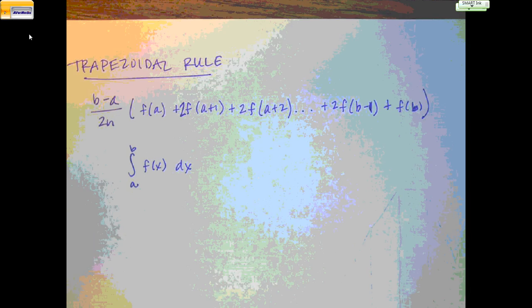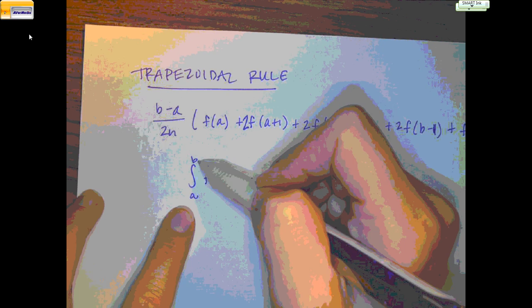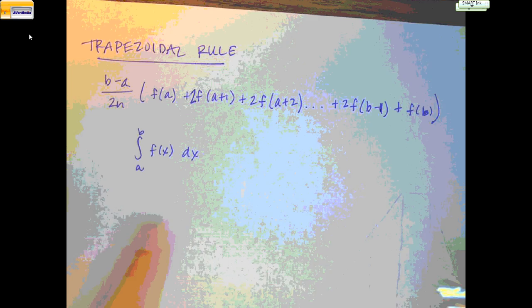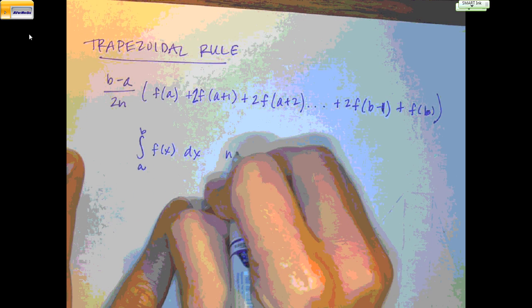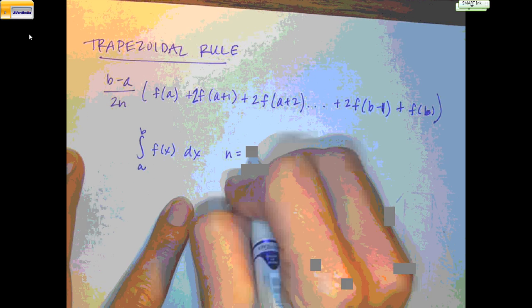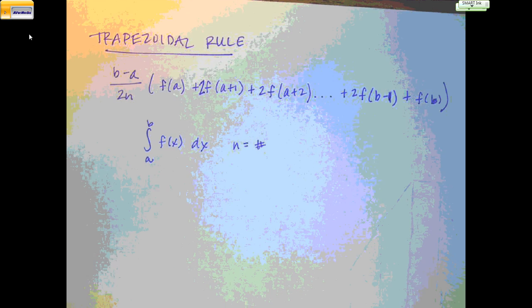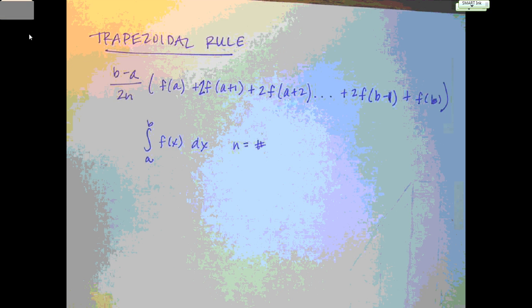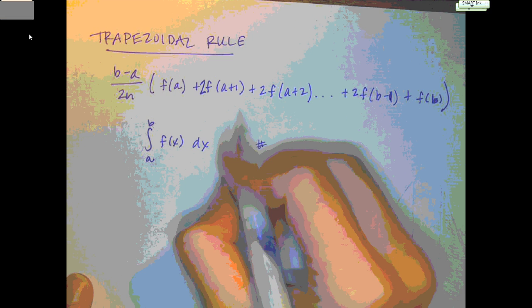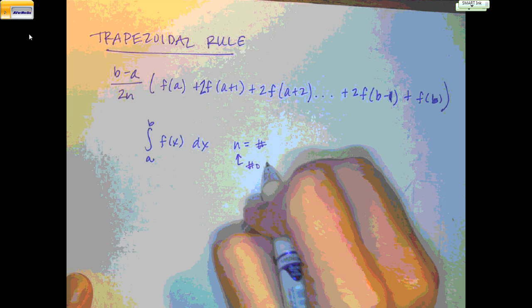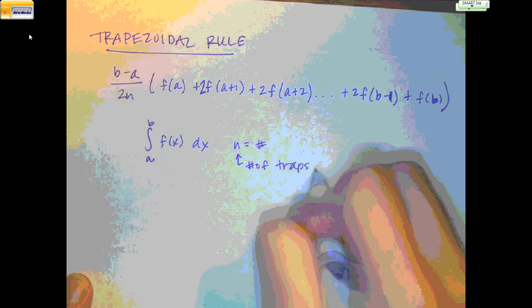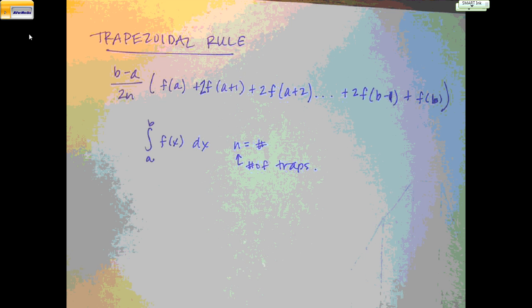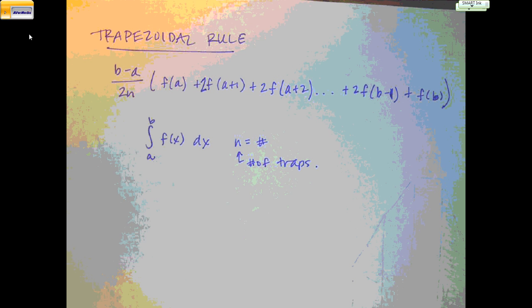You can see A and B. For this trapezoid problem, we're going from 0 to 8, so the integral would have been 0 to 8. That's what those numbers would have been. And then it'll either give you n or you'll have to figure it out. And n is the number of trapezoids under the curve. So I'm going to put number of trapezoids. And they're all equal in width, just so you know.